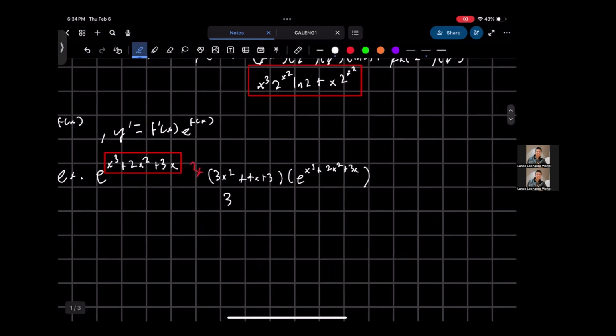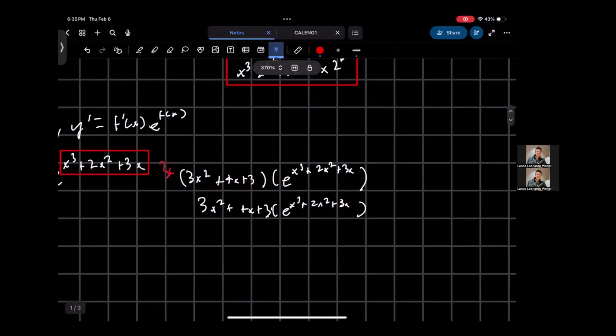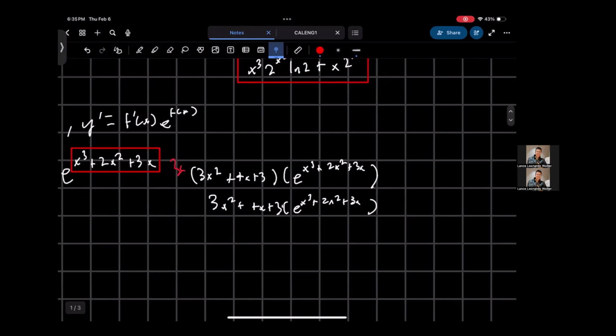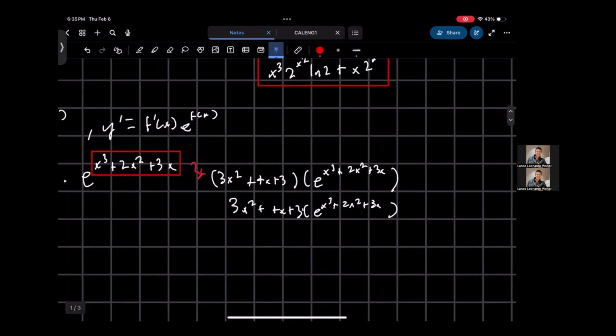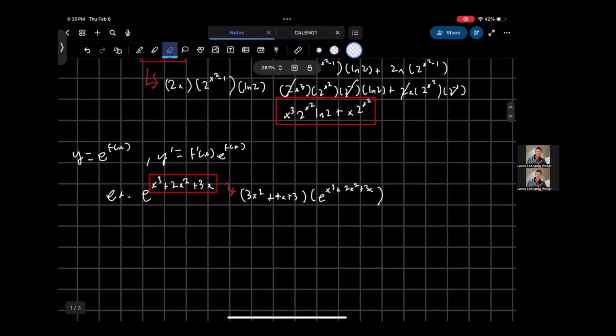Please don't make this mistake: plus 4x plus 3 times e raised to x cubed plus 2x squared plus 3x. Don't commit this mistake because what's the difference between this one and this one? Well, for this one, we're just multiplying 3 by this one. But what about all these other ones? Well, that's when it becomes wrong. So remember, you have to multiply it by the whole derivative. Multiply it by this whole derivative and by the whole original function, okay? So try not to get confused with that.